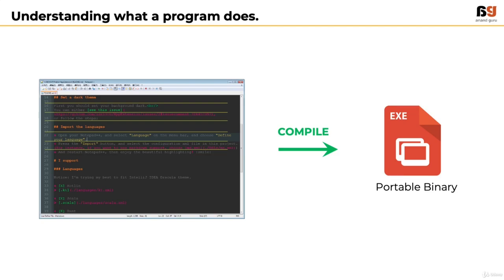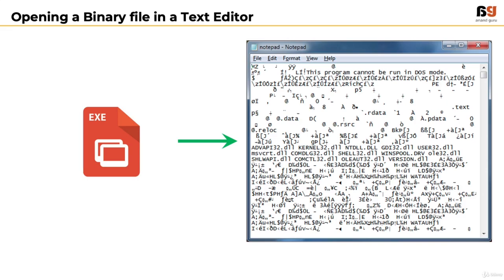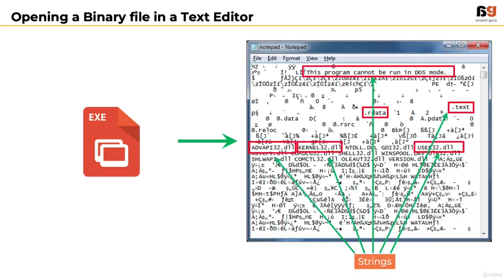So the common sense says if you want to understand what a program does, then read the instructions in the binary file. However, it is not so easy. The process of compilation changes the set of line by line instructions into a machine readable format. If we open a binary file in a text editor, this is what we get. Most of it seems gibberish, except for few traces of readable words which we call strings.